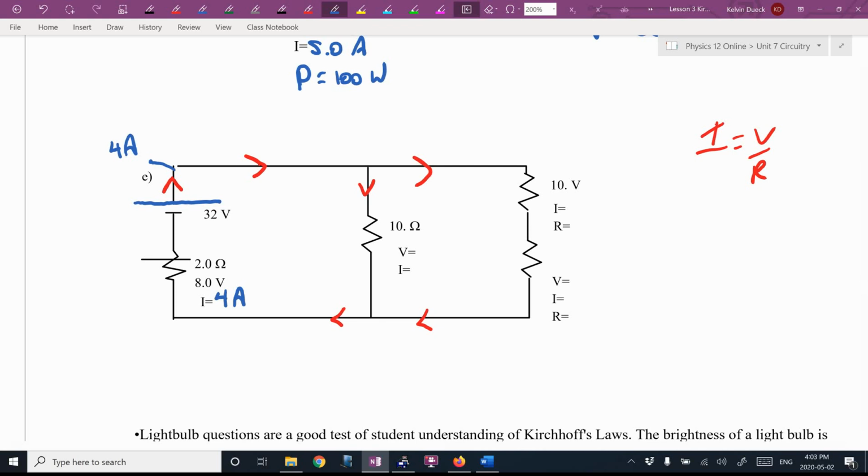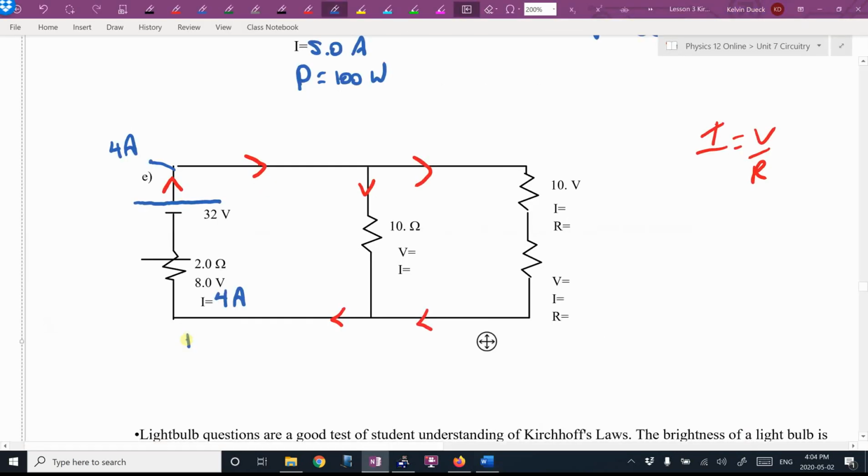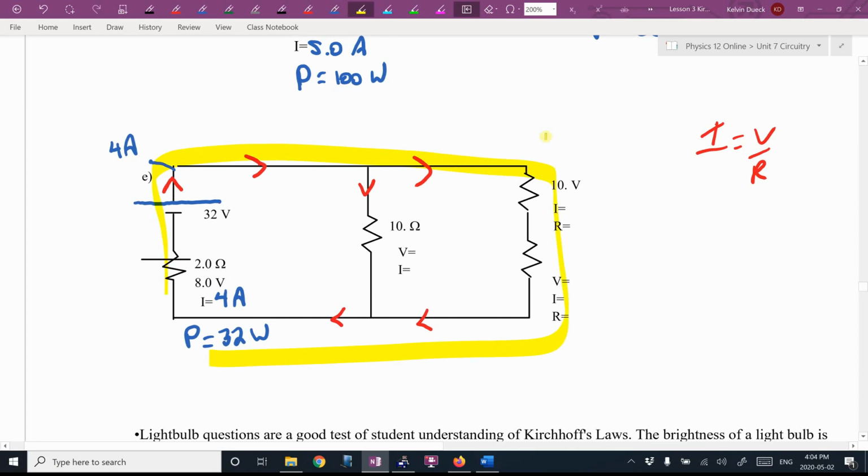So, label downhill done. Total current done. Look for any place where you know two things. We did that. Oh, I can also find the power here. Power is going to be V times I. It's going to be 32 watts. Now what? Ski. I wouldn't ski this run because there's two things I don't know. I would ski the inner run.